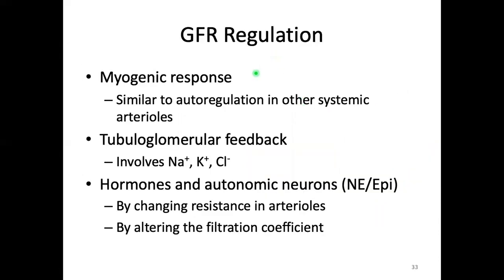How do we do it? We do it many different ways, you guys. Myogenic response, that's one of them. This is similar to autoregulation in your systemic arterials. So when blood pressure goes up, your smooth muscle constricts and slows it down. If blood pressure drops, then your vessels are going to dilate. Then there's a tubuloglomerular feedback mechanism and hormones and autonomic neurons.